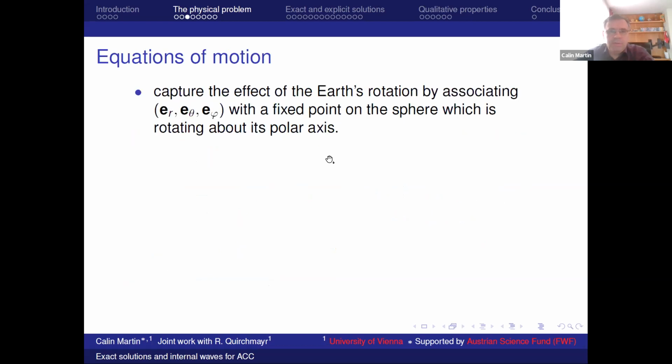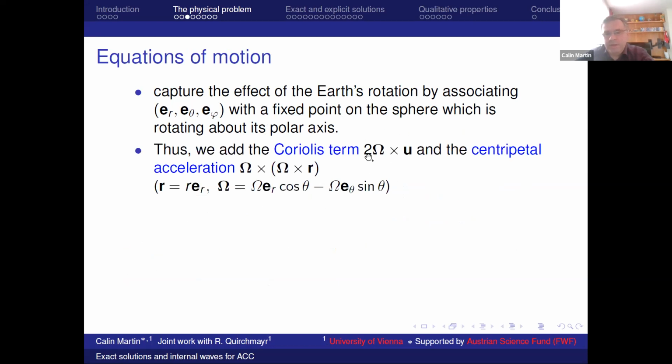As before, we want to introduce geophysical effects, or capture the effects of the Earth's rotation, by associating a right-handed system of coordinates with a fixed point on the sphere, which is rotating about its polar axis with some constant speed omega. Doing so, we need to add Coriolis terms, 2 omega cross U, and centripetal acceleration, omega cross R.